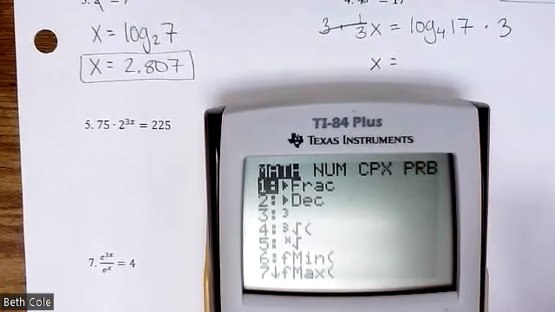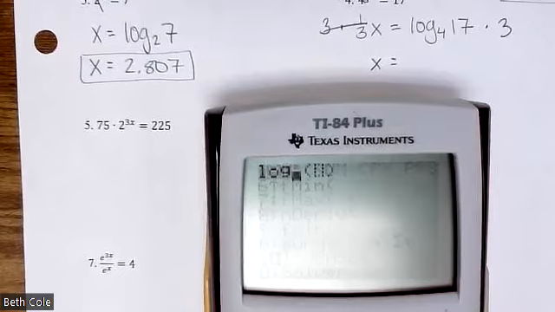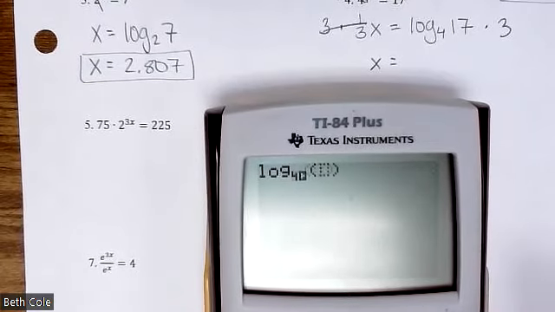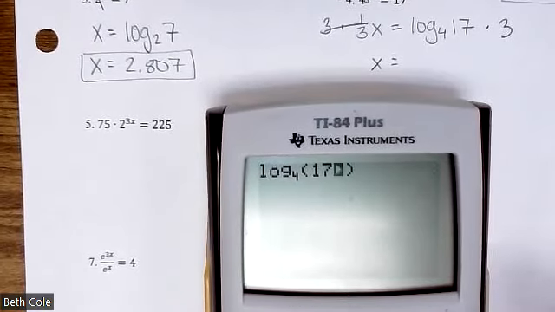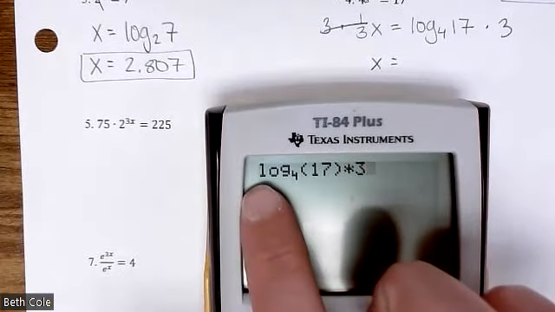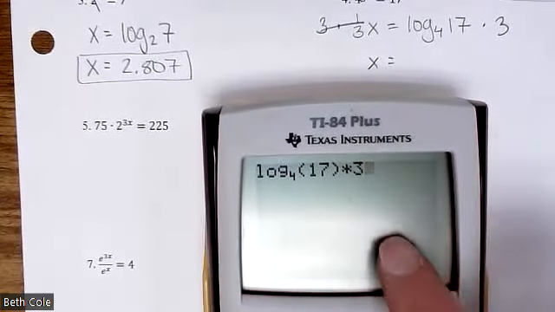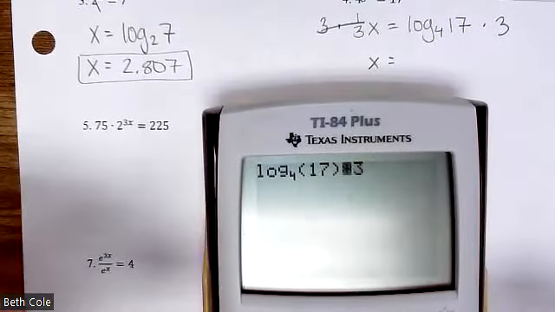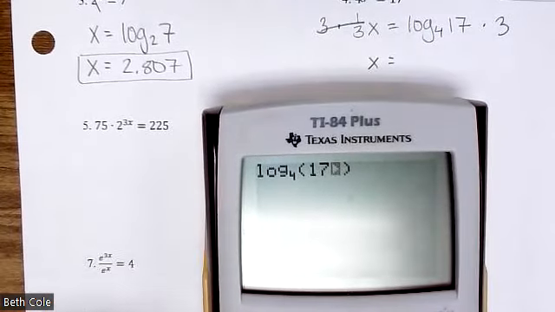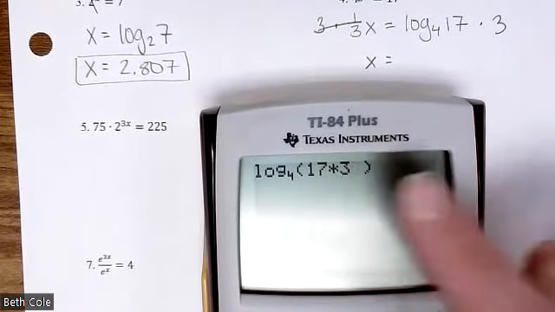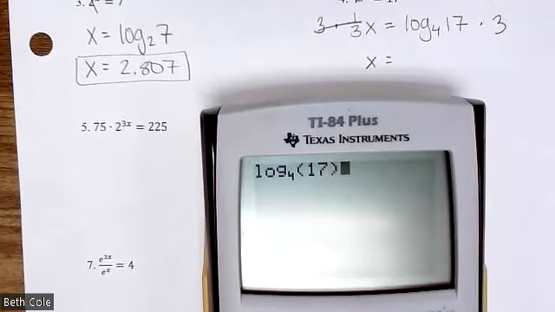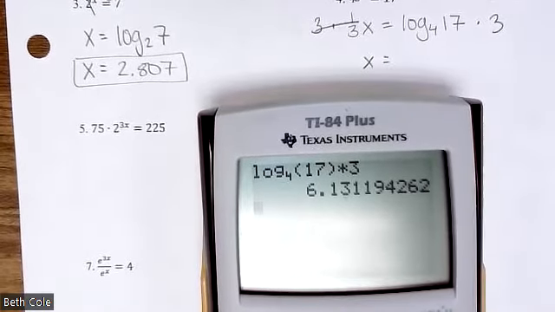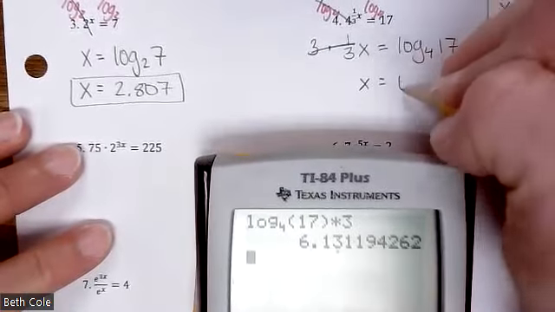Go into your math menu and get your log base. Log base 4 of 17. And then outside of that, you're going to do times 3. The other thing you could do is put the 3 out front instead. It doesn't matter. But what you don't want to do is just 17 times 3. Let me show you what I mean. This would be wrong. Do you get what I'm saying? It has to be outside. Okay, so times 3 is 6.131. Do you see that?